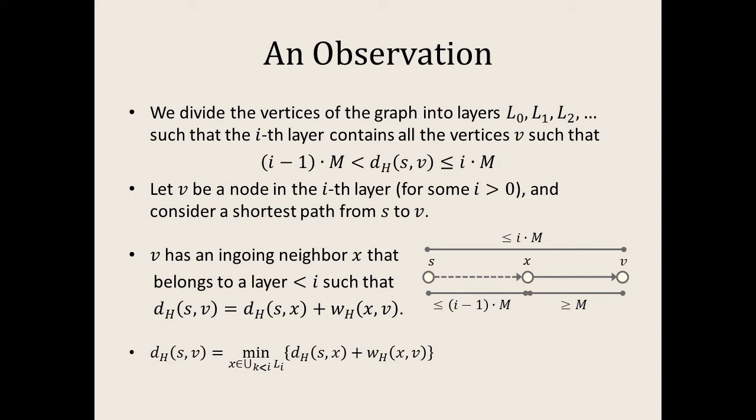or in other words, this means that v must have an ingoing neighbor x that belongs to a lower layer, such that its distance from the source, together with the weight of this edge, is equal to the distance of v from this source, as we can see here. And in fact, it's easy to show that x is actually the vertex that brings this to the minimum. And so this means that we can compute these distances iteratively layer after layer.